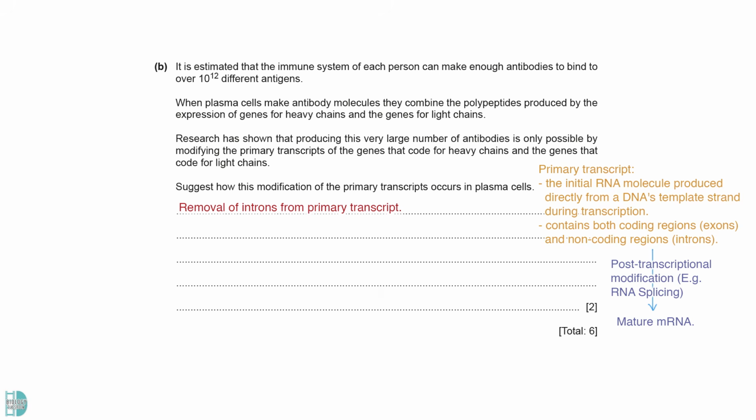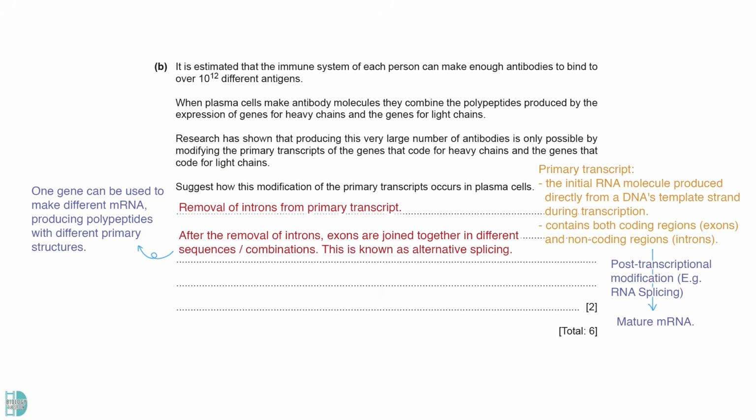Introns are removed from the primary transcript. After that, exons are joined together. The exons can be joined in different sequences or combinations, forming mature mRNA with different nucleotide sequences. This means a gene can be used to produce polypeptides with different primary structures. This is known as alternative splicing. This is possible because not all the exons are used in making all the polypeptides.